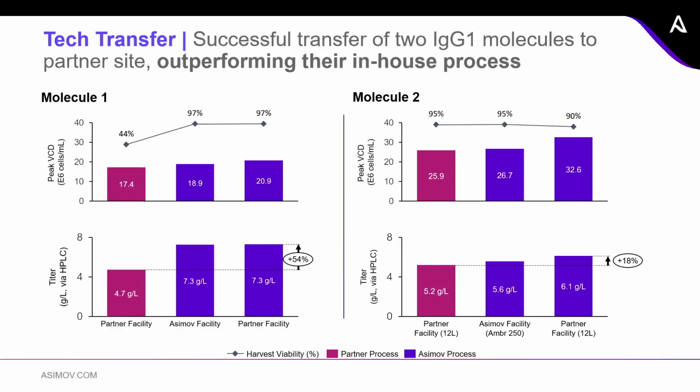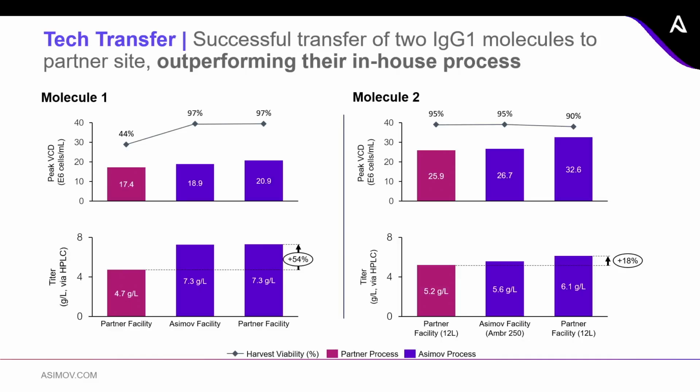The next step is we wanted to transfer this process to our partners. And so we wanted to do 2 different things. The first thing we focused on was in pink, we wanted to see how the partner process actually works at their facility compared to our process that's run at our facility in the middle, and then the partner facility on the right. And so you can see with the peak VCD and viability, we were at almost double the viability while maintaining higher peak VCD with our process regardless of where it was run.